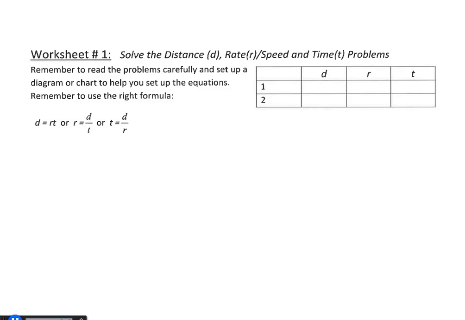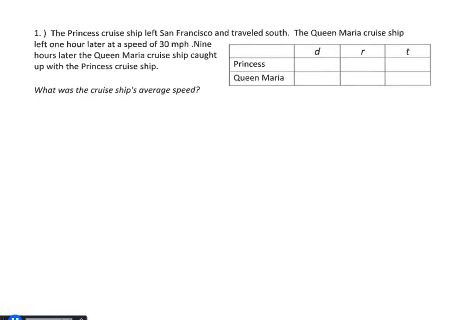In the worksheet we're going to look at, all of the problems are set up using a table of some format. You've got two people or two things happening, and you have a distance, a rate, and a time for each of them. And for each one of these, we're going to use some form of this formula right here. So let's start out with number one.